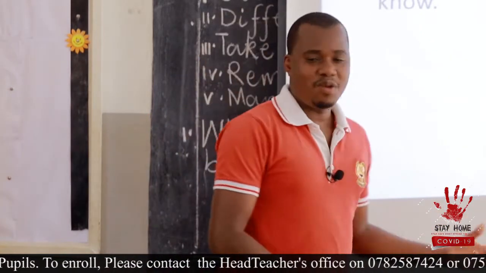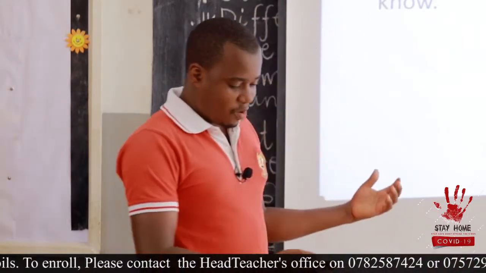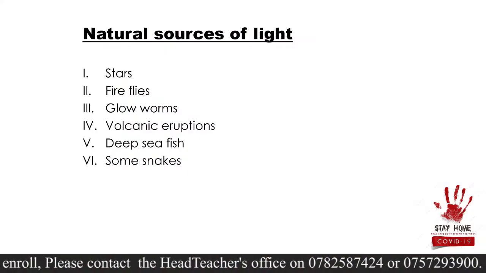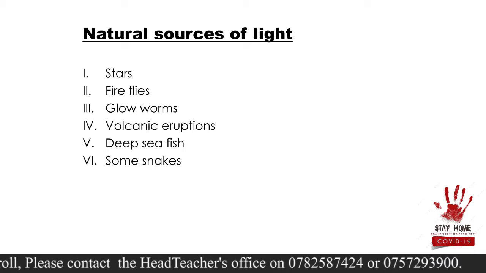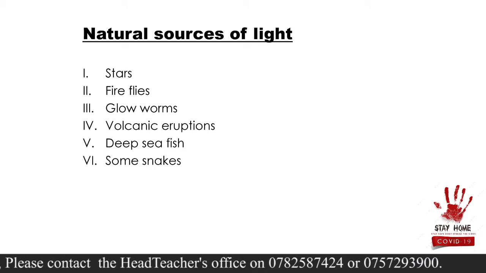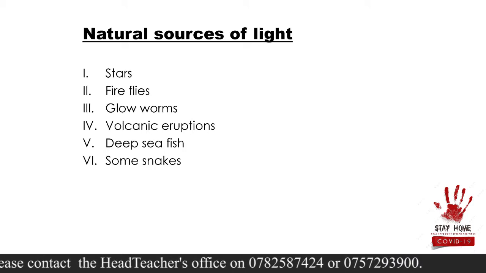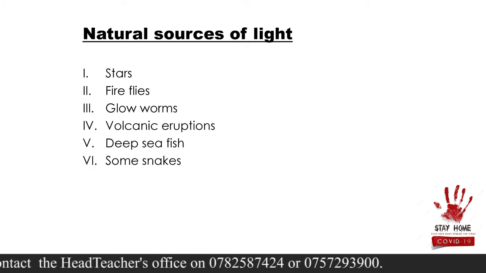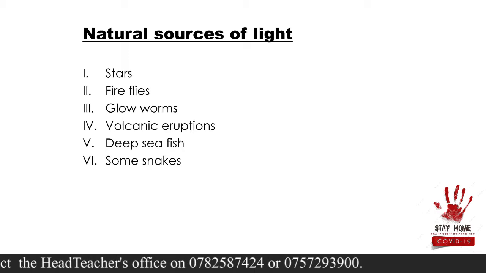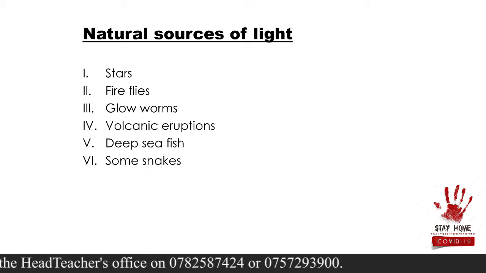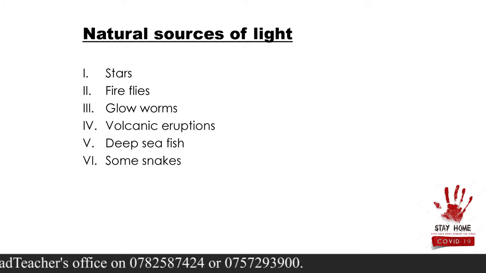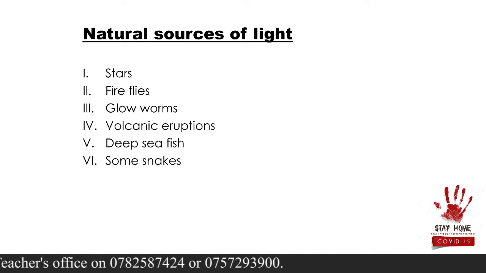Okay, I hope you have 3, 4, 5. So compare your natural sources of light with mine. They are here. Natural sources of light, so we have stars. Can you say stars? You are going to read after me. Stars, fireflies, glowworms, volcanic eruptions, deep sea fish, and some snakes.